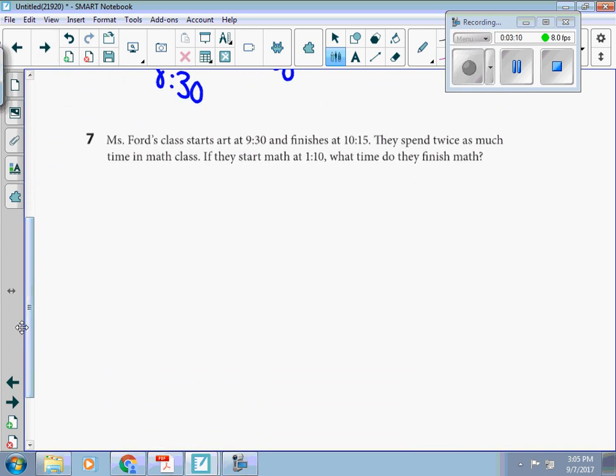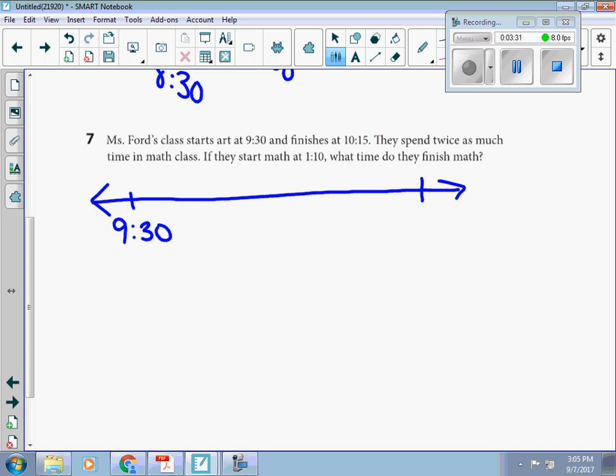And the last one, Ms. Ford's class starts at 9:30 and finishes at 10:15. They spend twice as much time in math class. If they start math at 1:10, what time do they finish math? So again, I'm going to start with my number line to really help organize things. And I'm starting at 9:30, and I want to end at 10:15.